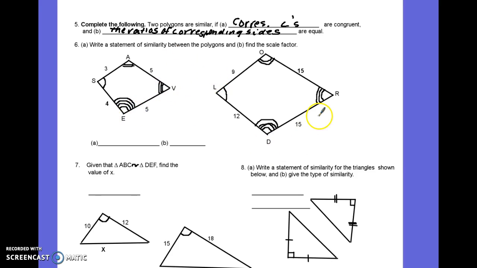here over the 15, that would give us 1 over 3. That's where we're coming now. The scale factor here is 1 over 3. Let me just abbreviate like that for the scale factor. The scale factor is important because once you know the scale factor, then you can find any missing side.